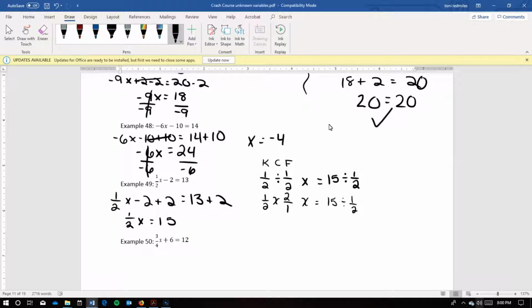This is going to become 2 over 2, which equals 1. It cancels out, just leaving me with x. Over here, I have to do the same thing. I got to throw a 1 underneath my 15, turn it to multiplication, flip the second one, and I find that that answer is 30 over 1, or just plain 30. So x equals 30.